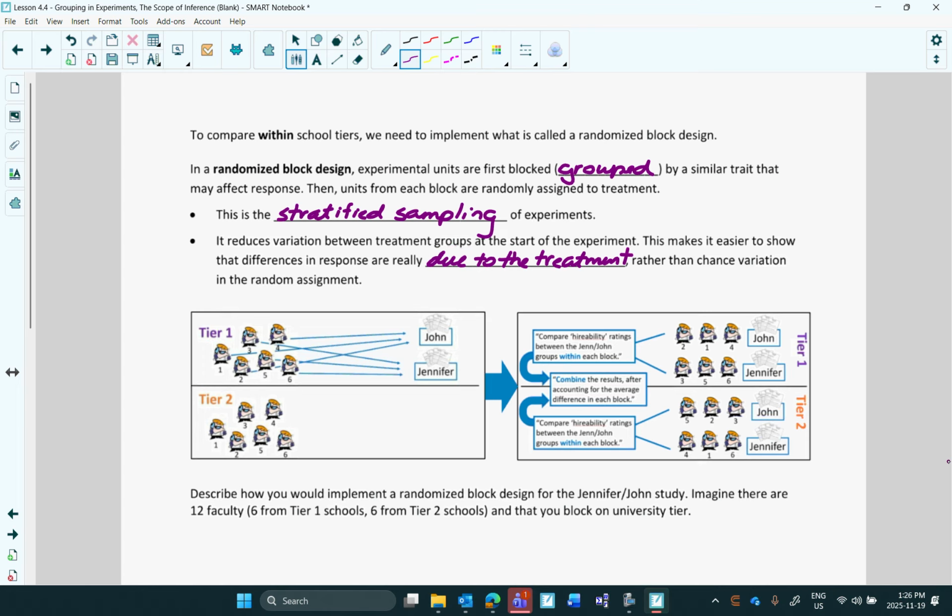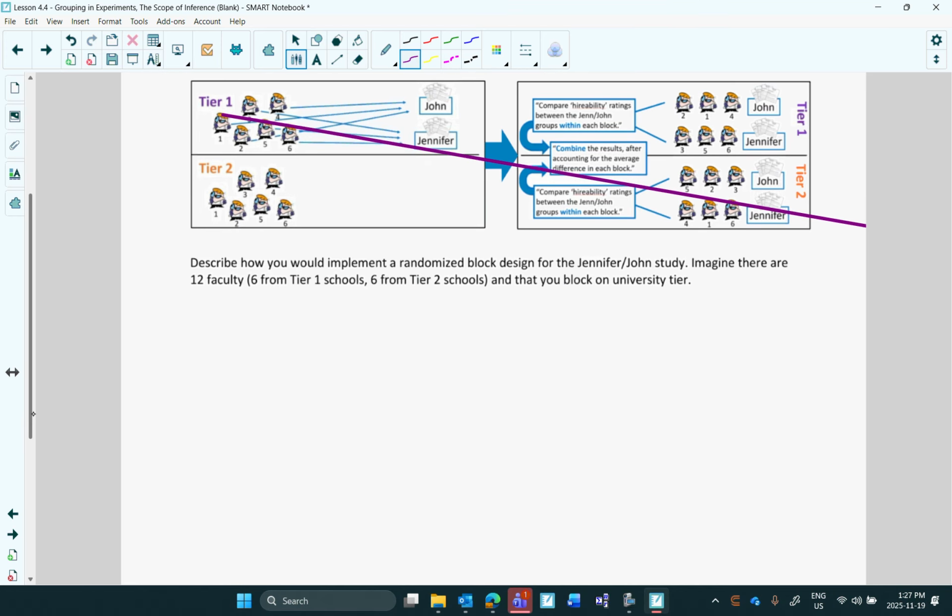So just like in the last lesson, we described a completely randomized experiment. You could be expected to describe a randomized block design experiment. So how would you implement it for the Jennifer John study? Let's make the assumption, we'll use easier numbers. We've got 12 faculty to choose from, 6 from tier 1, 6 from tier 2, and you're going to block by university tier. So what would you do? How would you start randomly assigning?